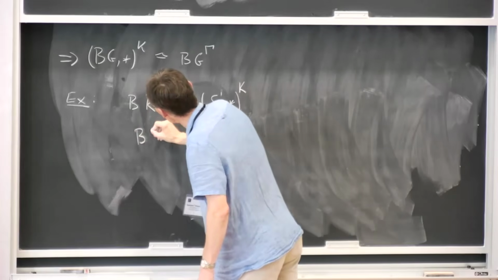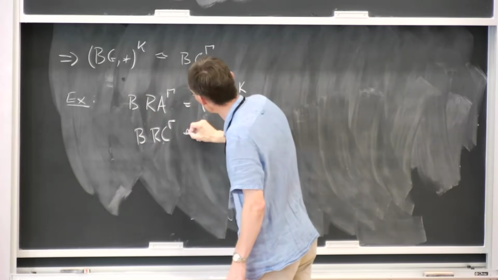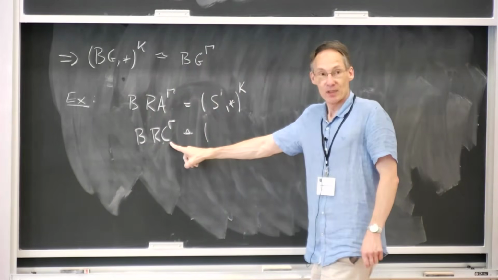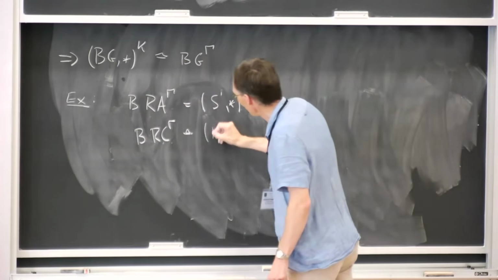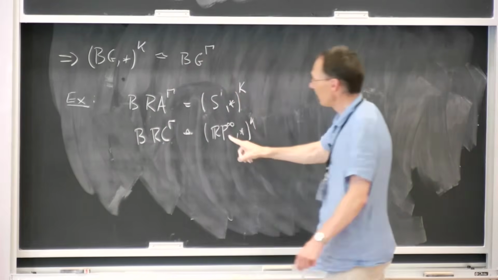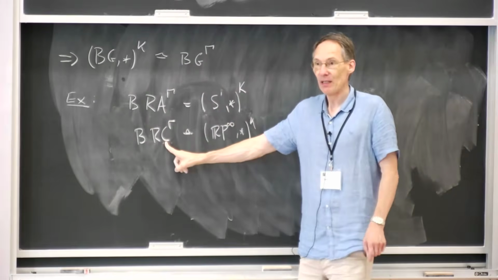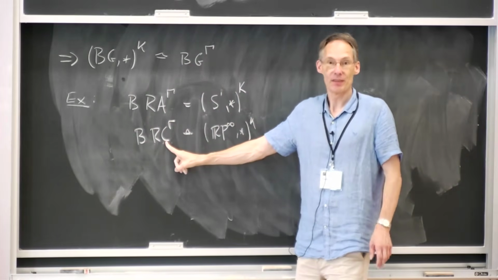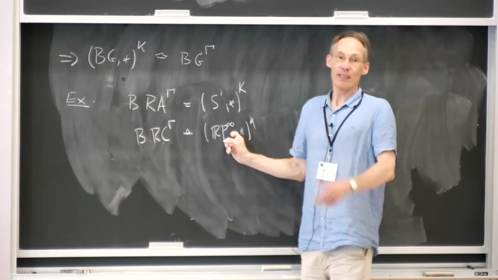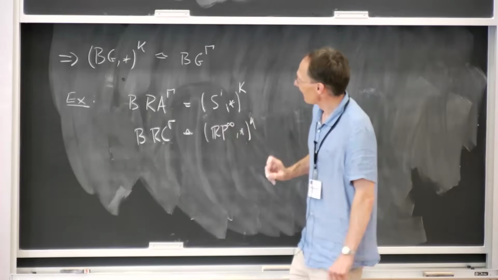And for the right-angled Coxeter group, all the groups are Z mod 2. Their classifying space is RP infinity. So you get a very nice model for the classifying space of a group that the geometric group theorists are incredibly interested in. They've used this to great effect in geometric group theory, right?